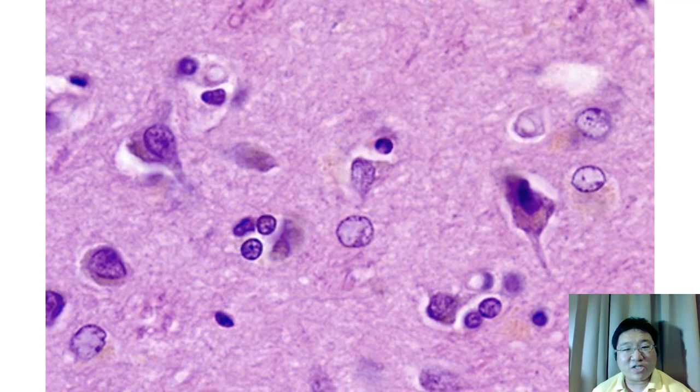This figure demonstrates the change affecting astrocytes also. So what do we see in these astrocytes? They have quite pale nuclei without nuclear detail in the middle. This change is called Alzheimer type 2 astrocytes. They are not seen in Alzheimer's disease. They are seen in hepatic encephalopathy.